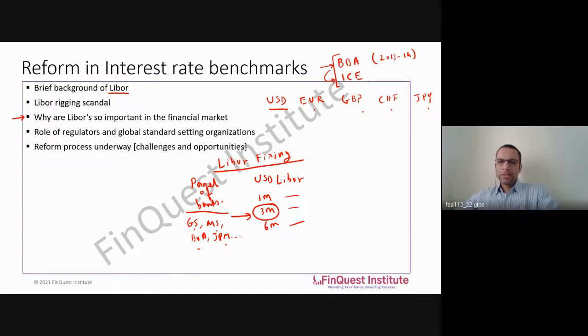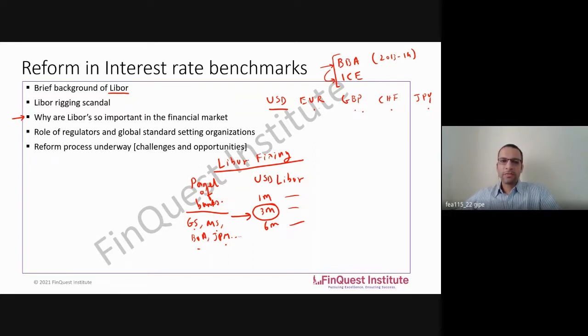So just like USD LIBOR, you have a Euro LIBOR, GBP LIBOR, and so on. Now this was the process which was followed for close to 2 to 2.5 decades. Now that was when the market was struck with a LIBOR rigging scandal. When I say LIBOR rigging scandal, that has to do with the nature of LIBOR rates, the way in which these rates are made available to the market, I would say.